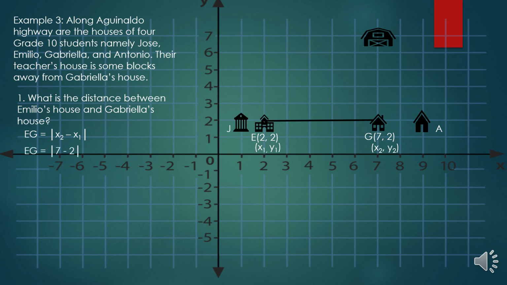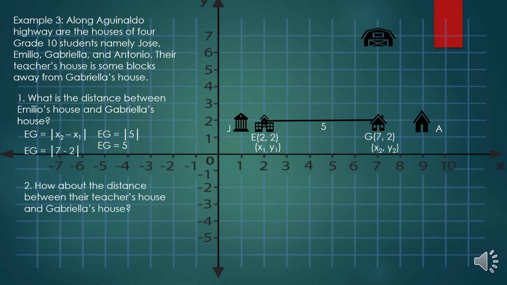X of 2 is equal to 7, minus x of 1 is equal to 2. Then, the absolute value of 7 minus 2 is equal to the absolute value of positive 5, and the distance from Emilio's house to Gabriela's house is equal to positive 5. Meaning to say, there are 5 houses away from Emilio's house to Gabriela's house.